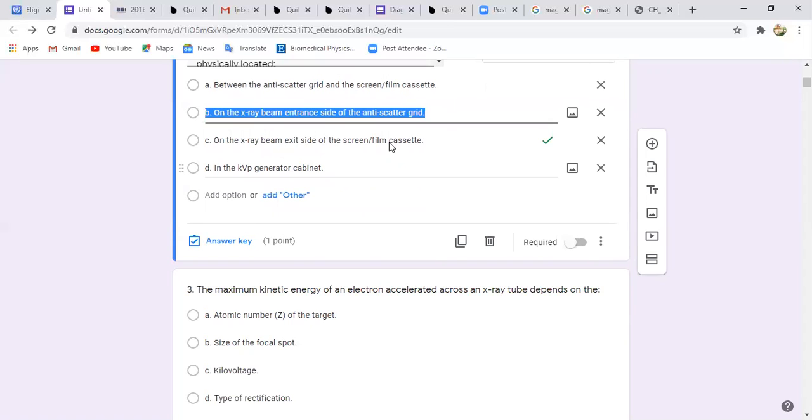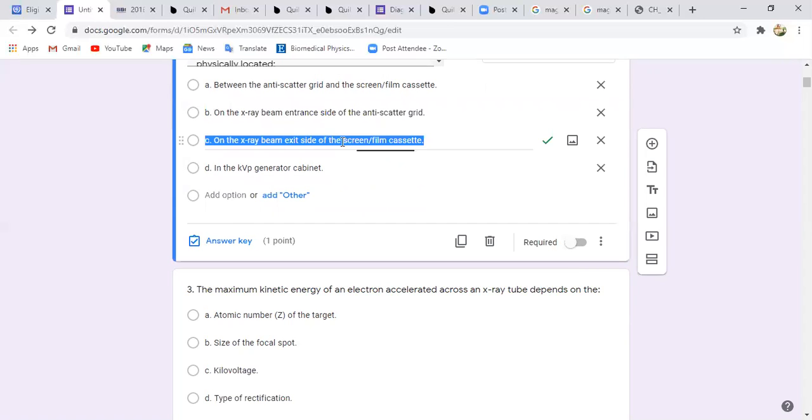So it is usually placed immediately after the X-ray beam transverses the patient, and before getting to the film. Actually, before getting to the detector, you just have it there.